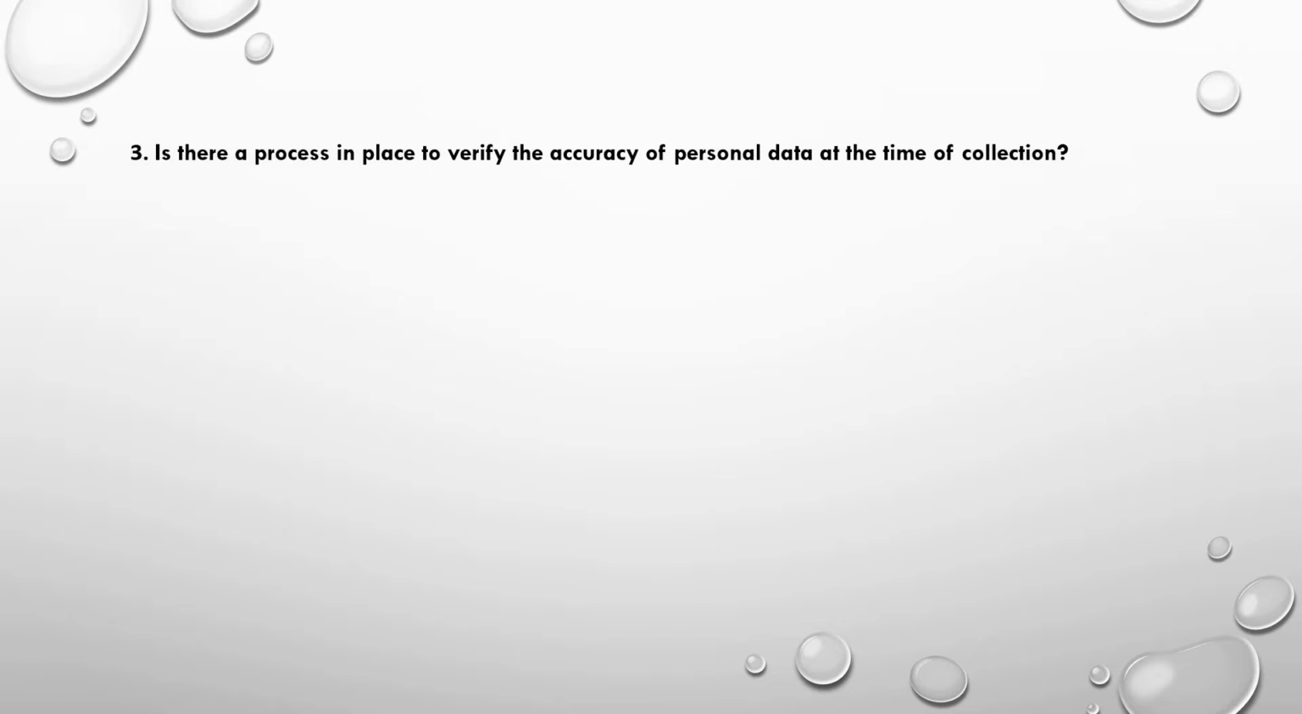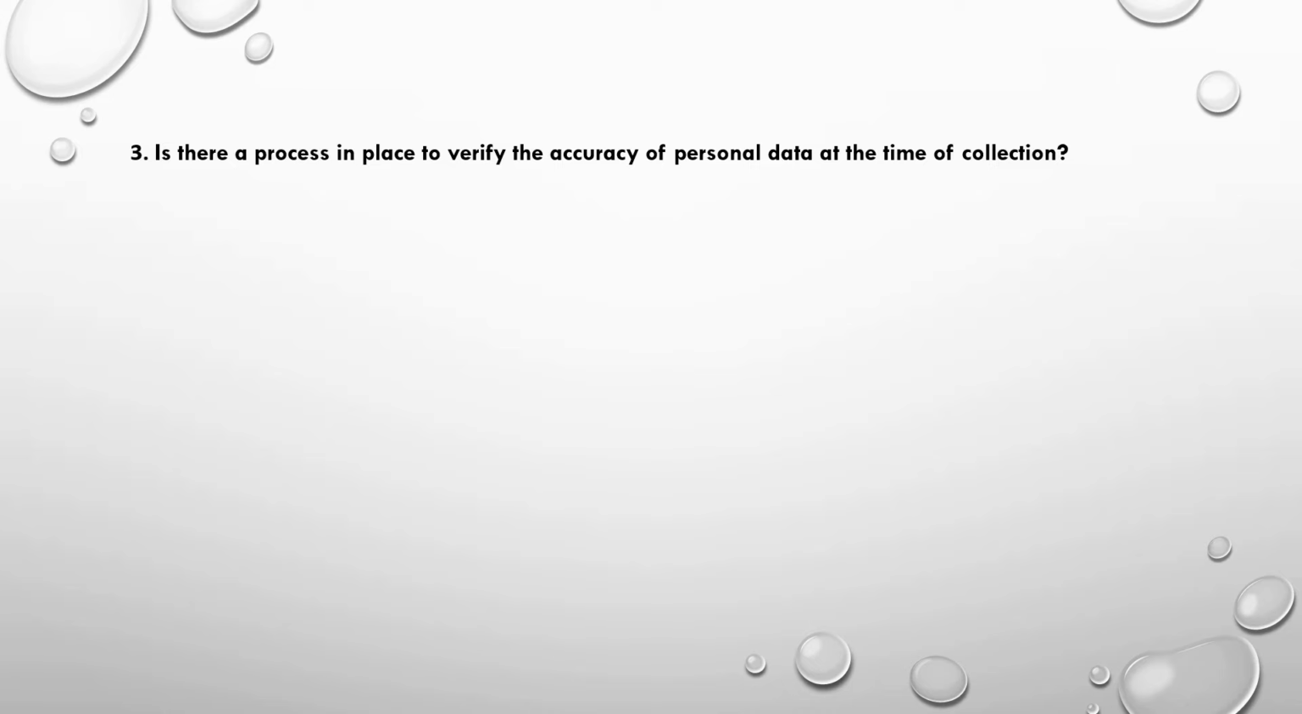Is there a process in place to verify the accuracy of personal data at the time of collection? So that means the core of this question focuses on whether an organization takes proactive measures right at the beginning, when they first collect personal data, to make sure that the data they are gathering is accurate. By verifying data at the point of collection, organizations can reduce errors and inconsistencies right from the start.